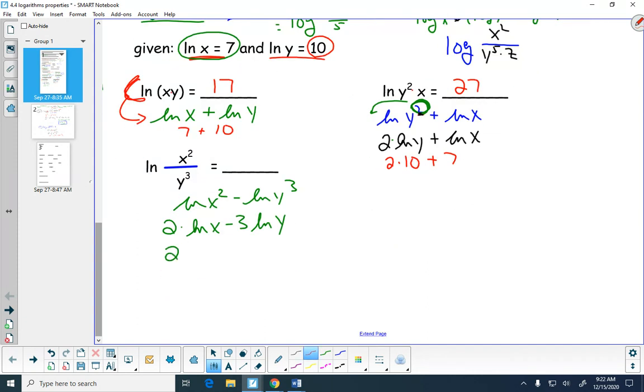2 times ln of x, which is 7, minus 3 times ln of y, which is 10. And Kirsten, what do you come down to? Negative 16. Negative 16. So once again, we are utilizing our properties of logarithms to be able to solve problems.